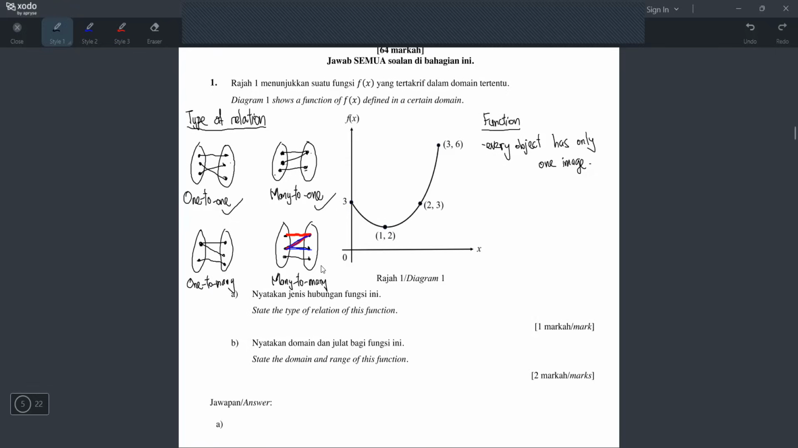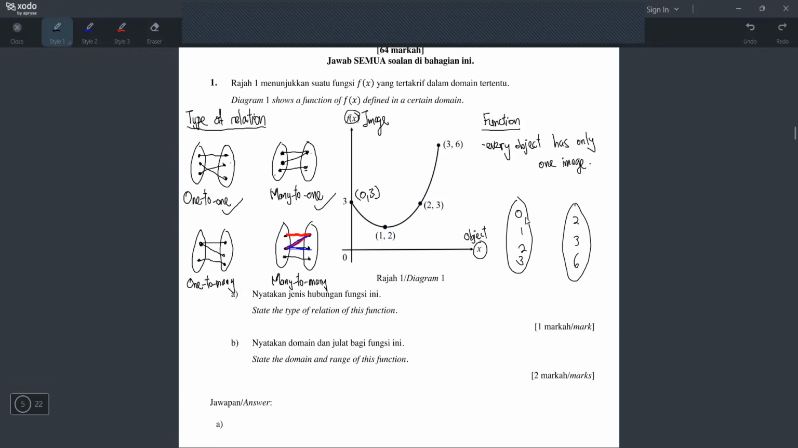Let's come back to this question. It asks you to state the type of relation of this function. They give it to you in graph form. What you can do now is list down all these coordinates. This coordinate is (0, 3). The x-axis is the object and the y-axis is the image. If I convert this into an arrow diagram, the x coordinates are 0, 1, 2, 3, and the y coordinates are 2, 3, 6.